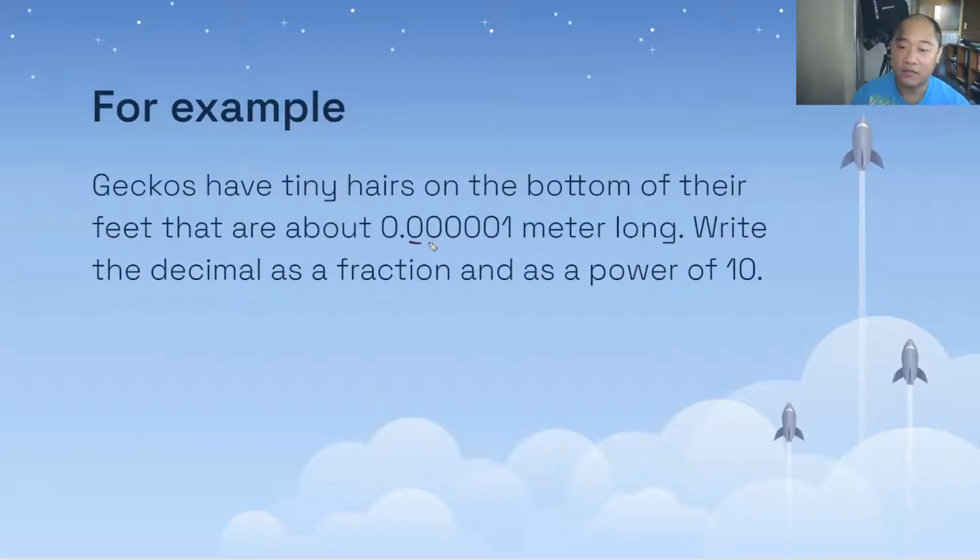So to write it as a fraction, remember, we just count the number of place digits after the decimal. And in this case, there's 6. So that means we just put the number over 1 with 6 zeros. And what is the number? It's 1. So it's 1 over 1 million, right? So 1/1,000,000th of a meter long. And then we're going to write that as a power of 10. So that would be 10 to the negative 6 because we have 6 zeros.